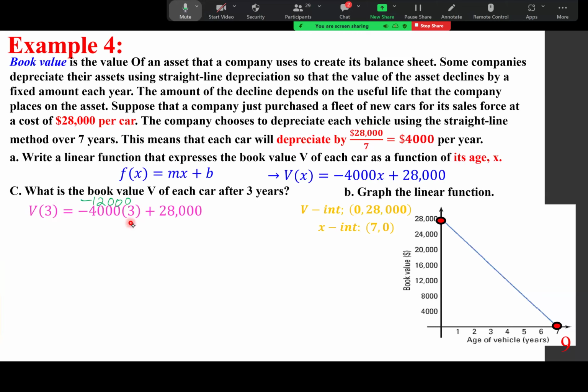Negative 4 times 3, negative 12,000. Add 28,000, you get 16,000. So after 3 years, the car that was bought for $28,000 goes down in value, and it goes down to 16,000.